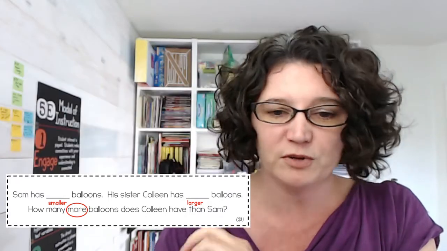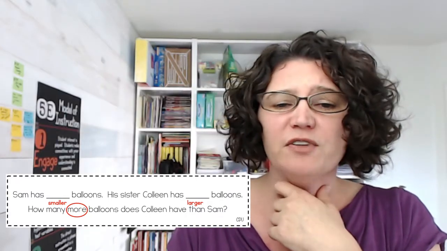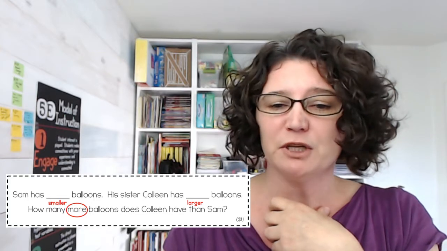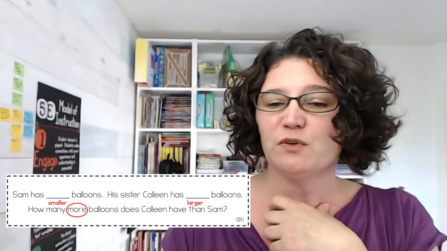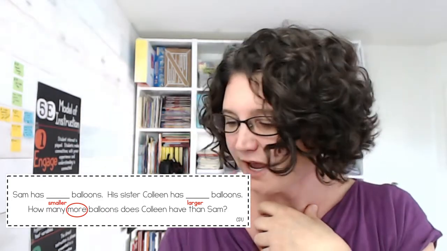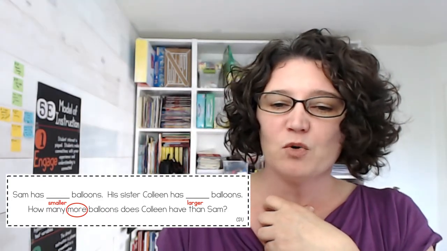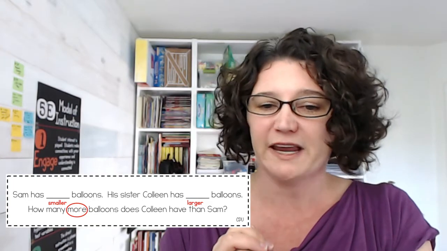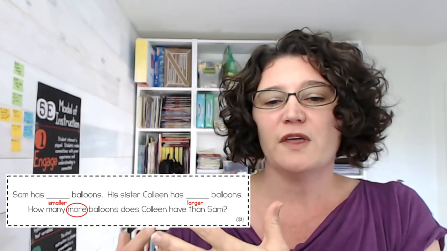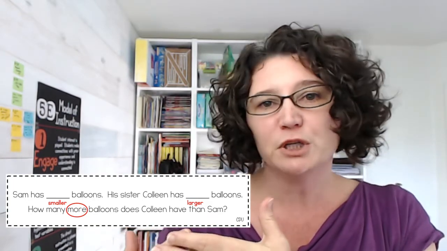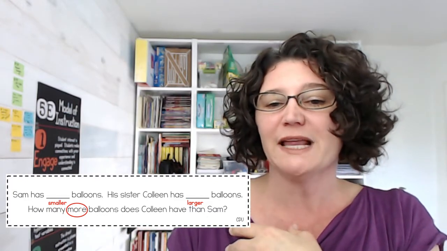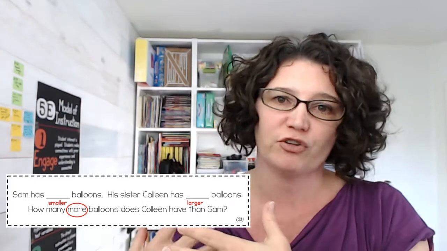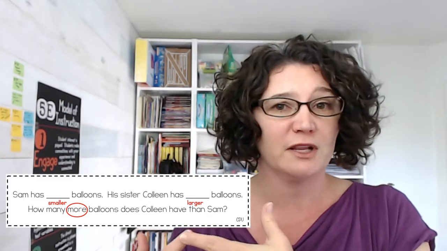Let's do one at a time. So we'll do this one first. Down here it says, Sam has blank balloons. His sister Colleen has blank balloons. How many more balloons does Colleen have than Sam? Since we know that Colleen has more balloons, we know that she's going to have the larger amount. So I always label it and put on there larger. So who has larger, and which number is going to be larger?